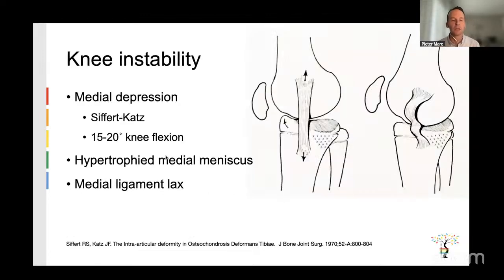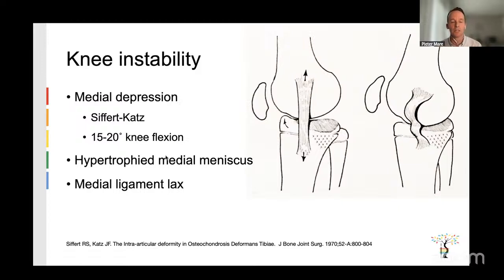Now, knee instability in association with Blount's disease is well known. This was originally described by Blount in his 1937 paper. The first medial elevation osteotomies that I came across was from Langenskiöld in 1964, but it's really Siffert and Cutts who defined it when they inspected the medial plateau at arthrotomy when they did concomitant metaphyseal corrective osteotomies.